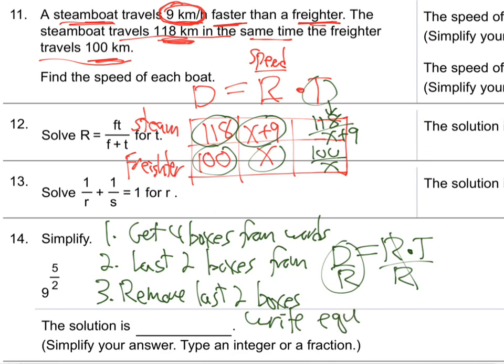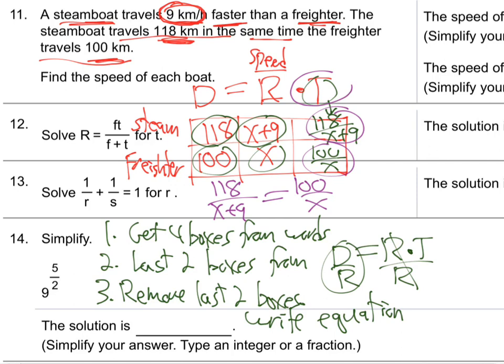Write some kind of equation. So what kind of equation can I write? 118 over x plus 9 and 100 over x must be equal. This box must equal that box. Why do I know those 2 boxes are equal? Those are time boxes, right? They're both underneath T, and it says same time. Those 2 times, the time for the steamboat and the time for the freighter, these 2 time boxes must be equal. They must be same. So there's my equation.